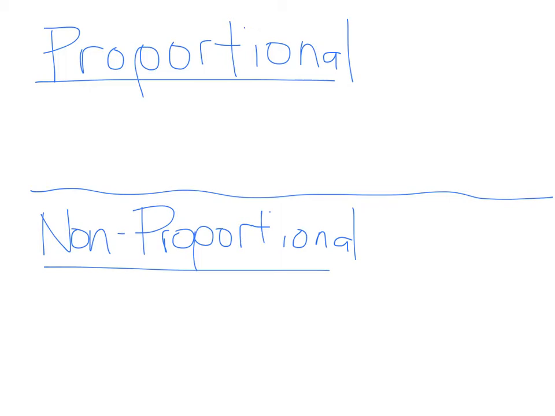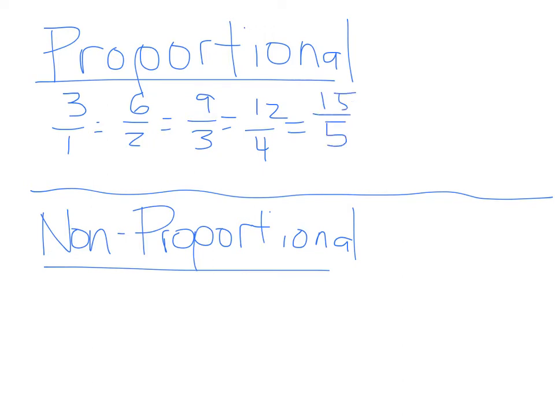So if you take a look at this pattern here, 3/1 to 6/2 to 9/3. This is just one example. 12/4, 15/5. That is a proportional relationship. And the reason is basically all those fractions are equivalent. They are all equal. They're all equal to the number 3 if you divide it.